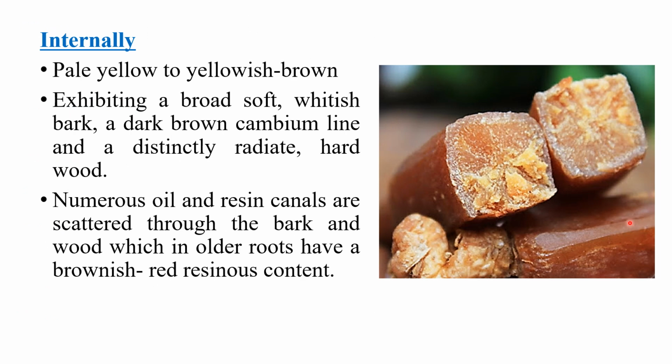Internally, it is pale yellow to yellowish brown, exhibiting a broad soft whitish bark, as you can see in this picture. This is the outer whitish bark, and a dark brown cambium line separating the cortex from the stele region. Numerous oil and resin canals are scattered through the bark and wood, which in all the roots have a brownish red resinous content, so in the fracture we say it is resinous due to the presence of oil and resin canals.